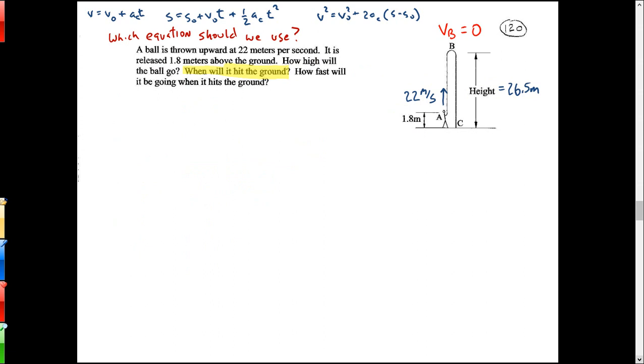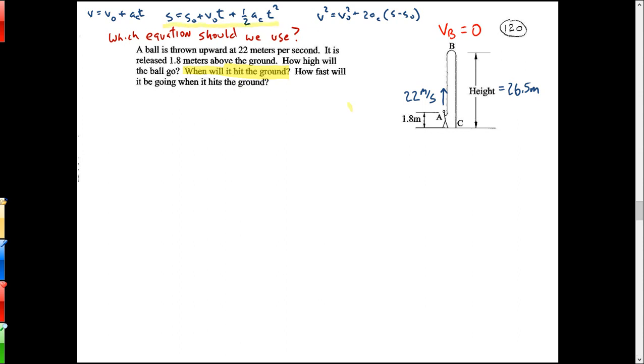Now, if I want to know when it'll hit the ground, we've got time for just one more thing on this. So when will it hit the ground? Again, I've got an equation to use. I want to know when, so I'm looking for time. What I've got there is the initial velocity and distance. I've got the final distance. I've got the acceleration. I think I'll use that middle equation.